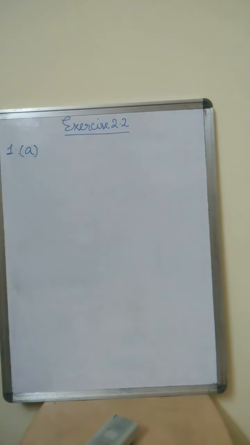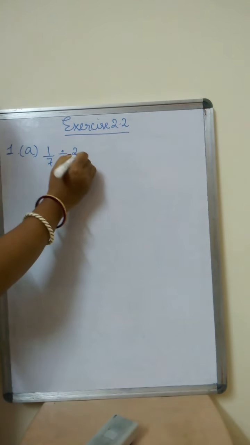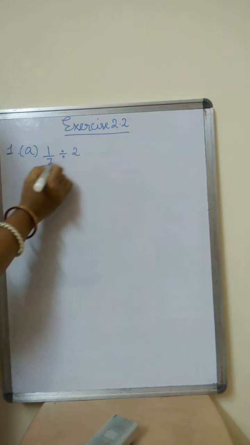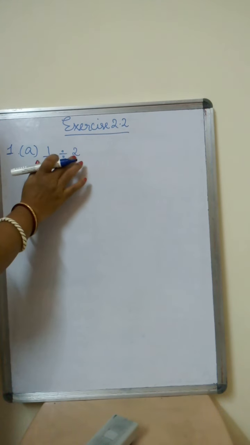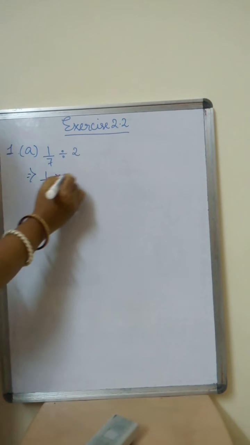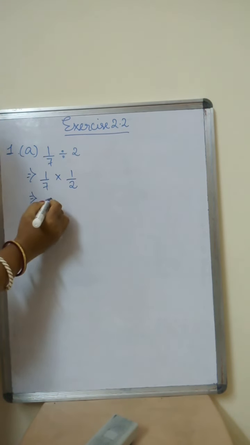1a. Divide the following. What is the question? 1 by 7 divided by 2. So we always know that when it's a fraction and we don't have anything, we consider it to be as 1. Right? So what we will do here, it is 1 by 7 into 1 by 2. So now what is your answer? Your answer is 1 by 14.